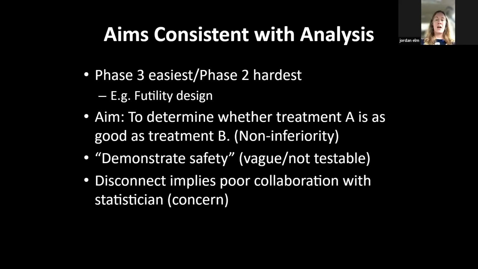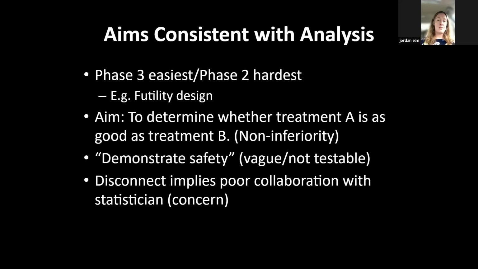Okay, so I alluded to this before, but basically, when you're doing a specific aims page for a phase 3 trial, those are pretty easy, right? You're comparing 2 groups, you want to show one's better than the other. But oftentimes when you're writing a phase 2 trial, or even a phase 1 trial, those specific aims get very tricky to write in a way in which you're not being inconsistent with your analysis.